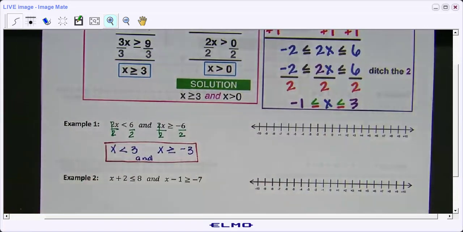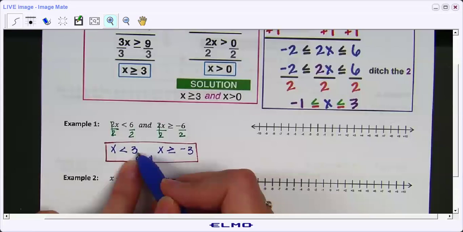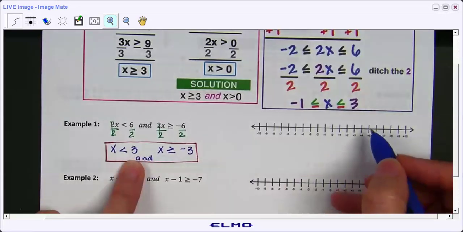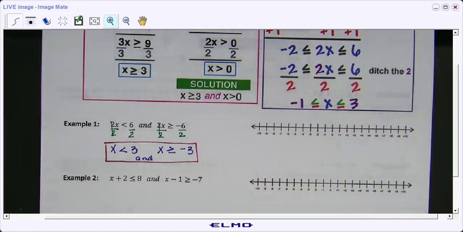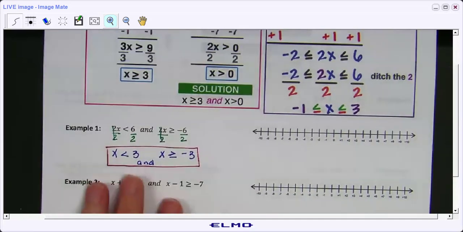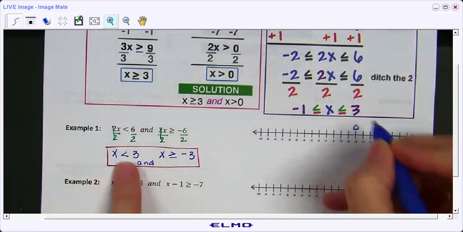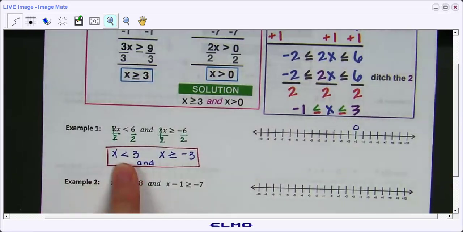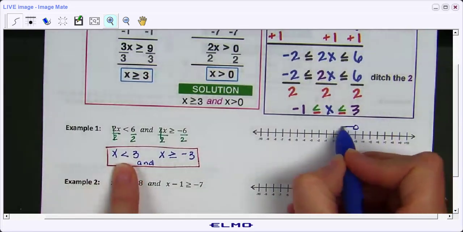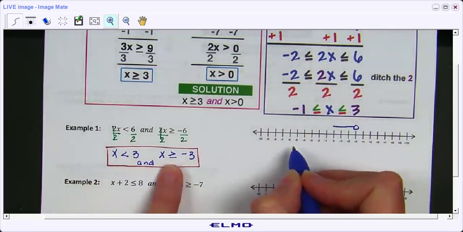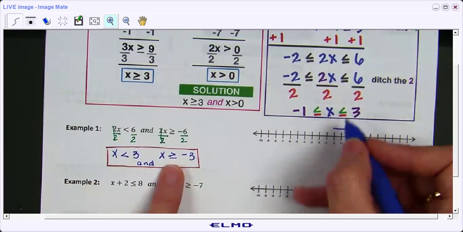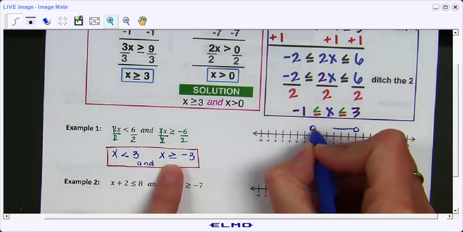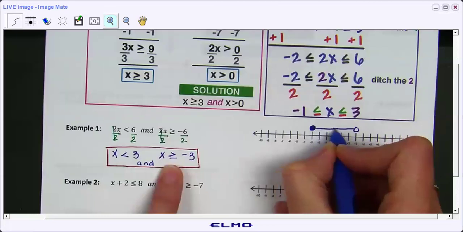And now we are going to graph the compound inequality. You're going to graph each inequality separately. So we are going to plot an open circle above 3. Boy, I made these number lines tiny. So an open circle above 3, and x is less than, so that's going to go in this direction. And then x is greater than or equal to -3, so I'm going to plot a closed circle above -3. Connect them.